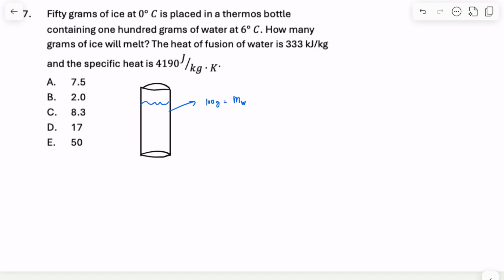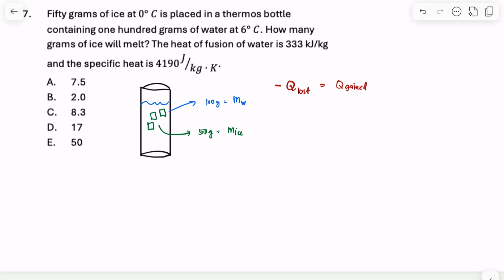And then you also have ice, right? 50 grams of ice. So let me just draw it like this. It should be floating, but yeah. So those ice there are 50 grams. That's the mass of the ice, M sub ice. Now basically the principle here is very simple also. The heat that is lost is equal to the heat that is gained. So this is just a very simple principle behind this.